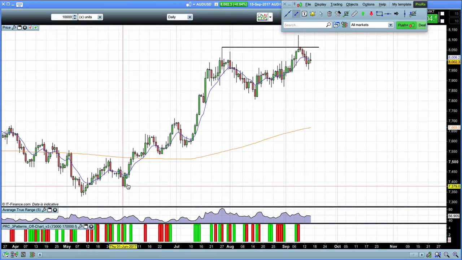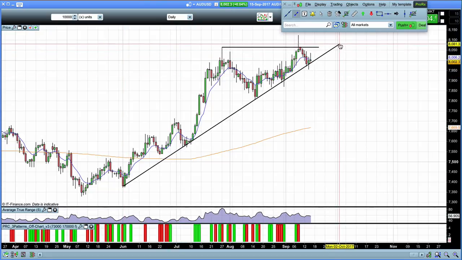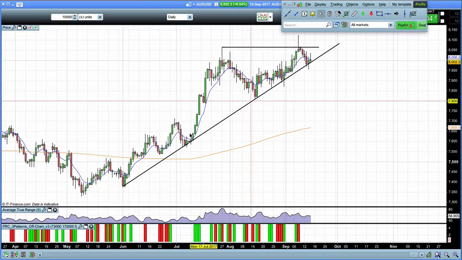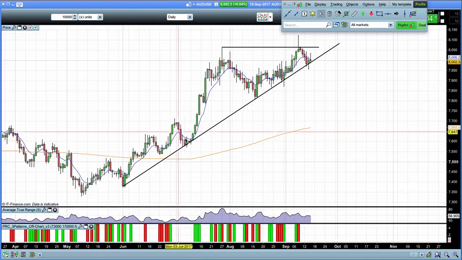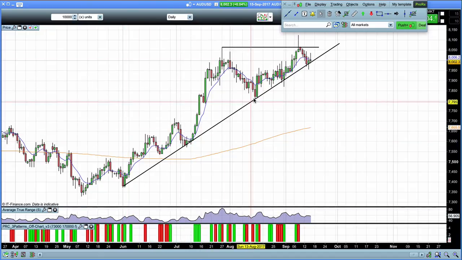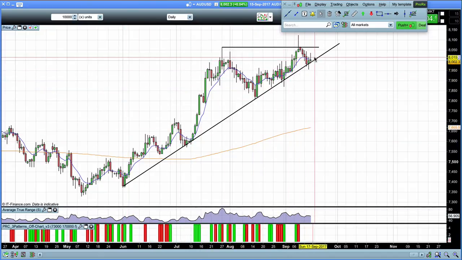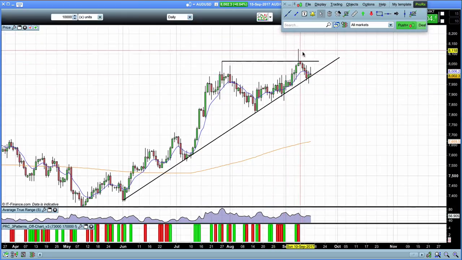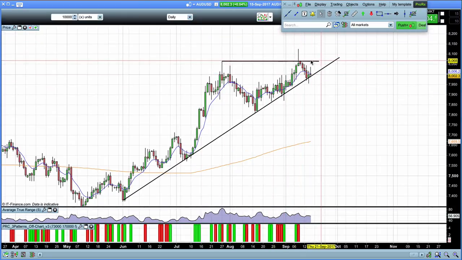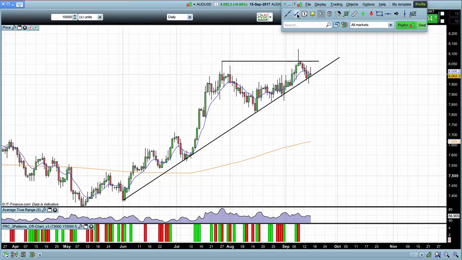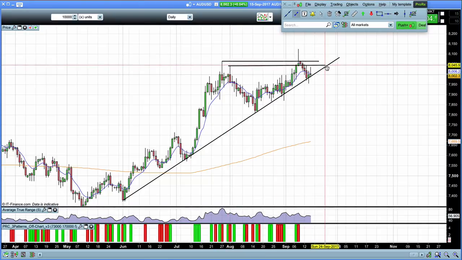Now what has the Australian dollar been doing? Well, really the only thing I've been looking at is the fact that the Australian dollar has been following a trend line, bullish trend line, bounce, bounce, bounce, dragging itself up along here. And then if we come up into these levels, we're now just starting to see that little bit of rejection up here.